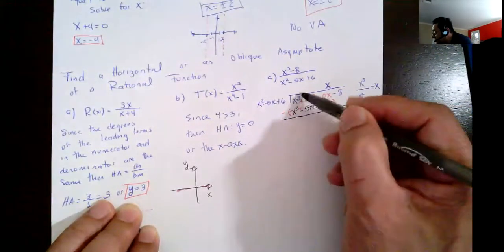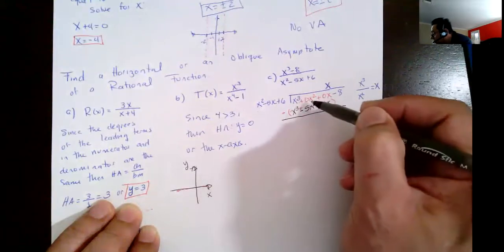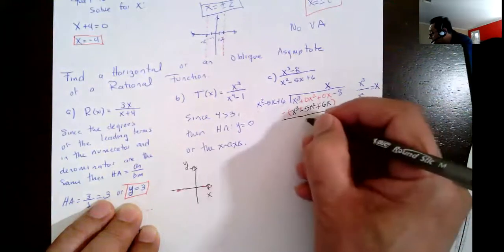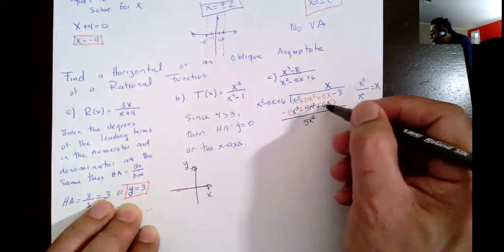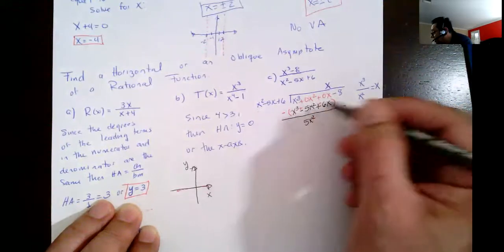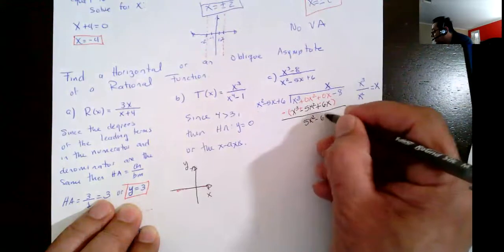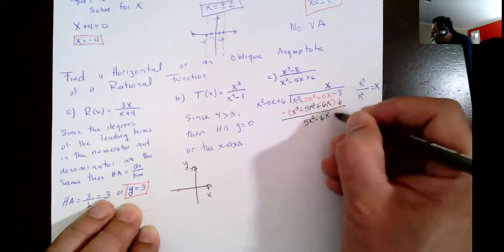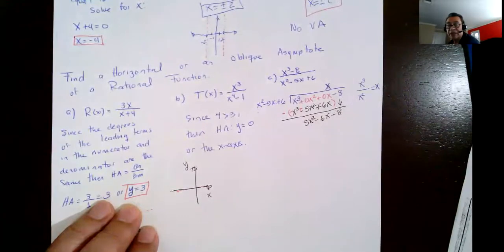So notice x cubed minus x cubed, this becomes 0 right here. 0 plus 5x squared, here I got 5x squared. And this 6x became negative because of this negative sign. That would be 0 minus 6x, that would be negative 6x. And bring down the negative 8, bring down the negative 8 right here. All right? Okay.